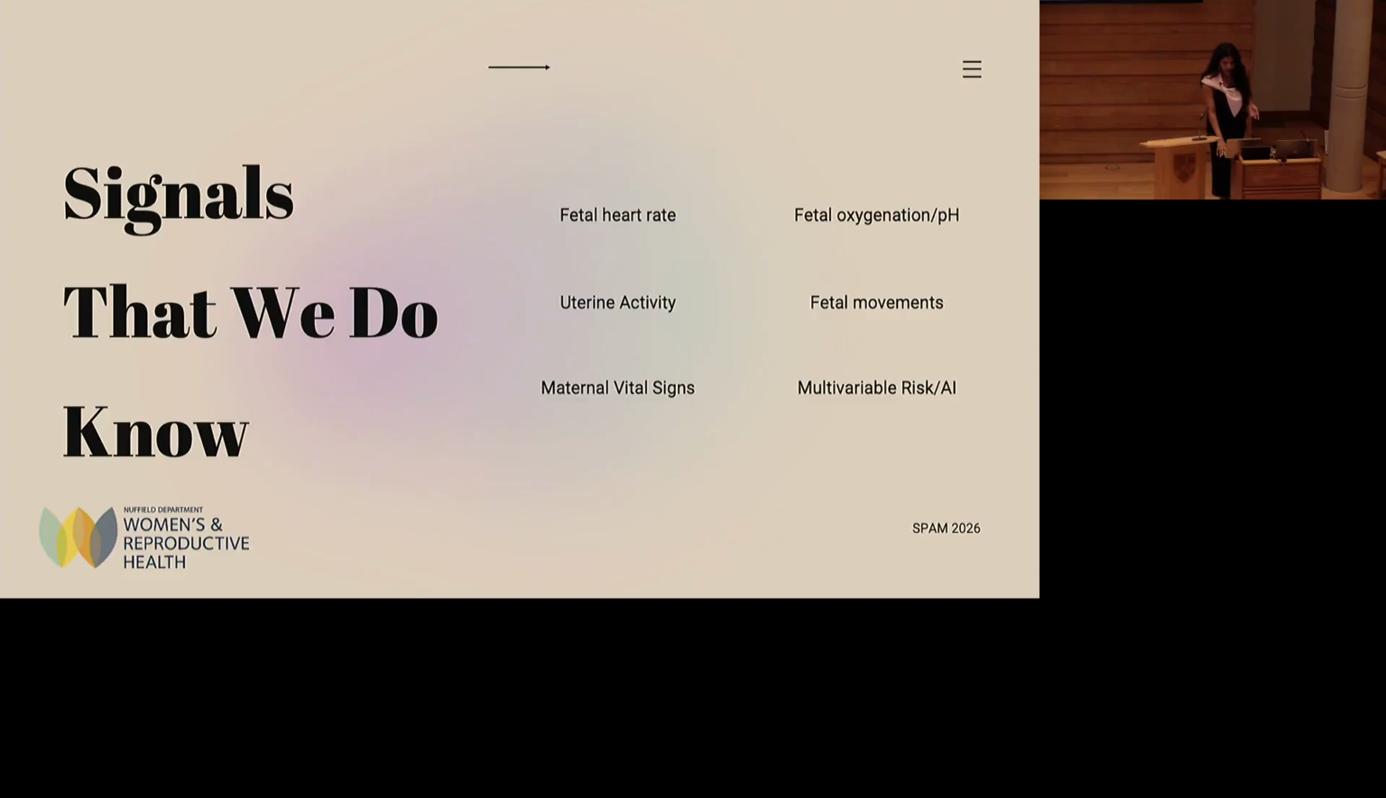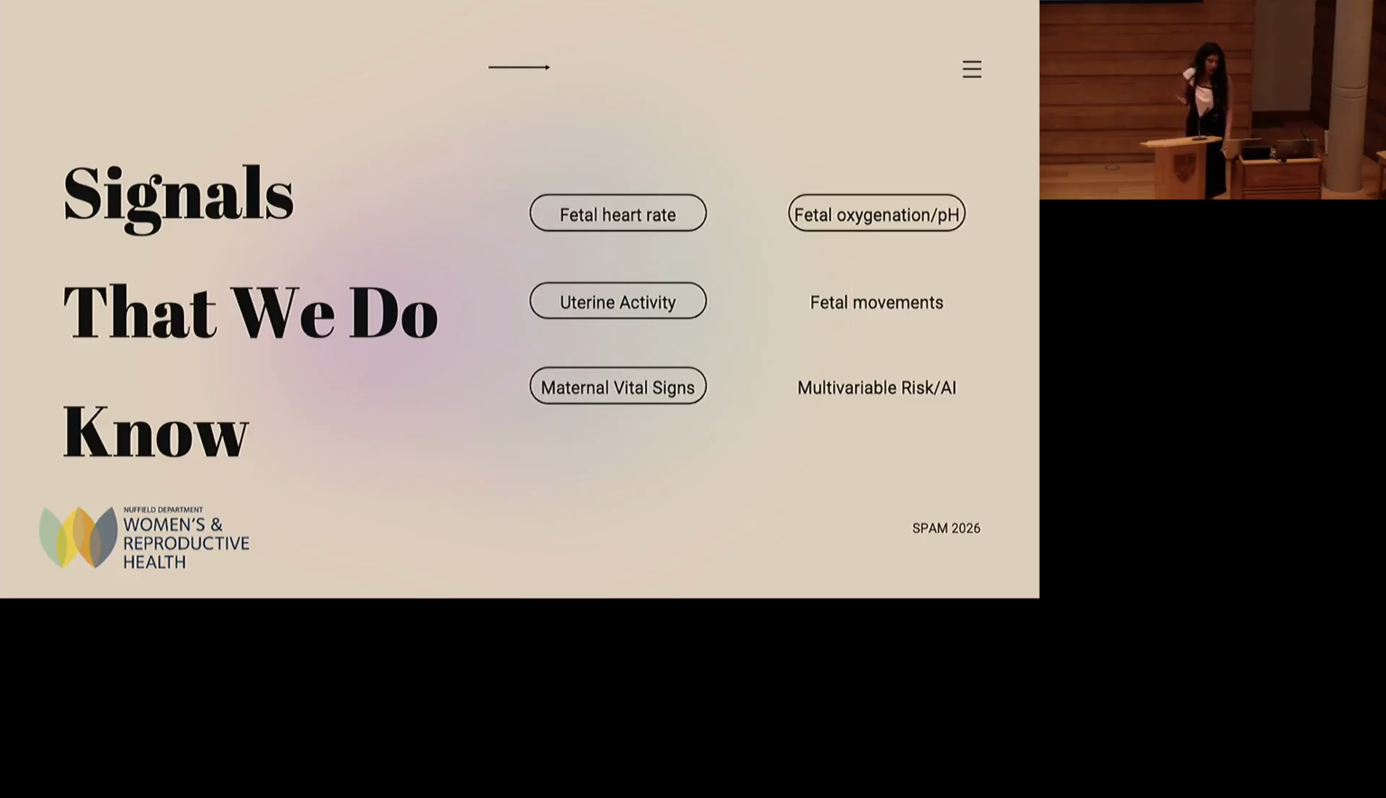So to start off with, obviously I think everyone in this room is very familiar with these things, and these are all the signals that we do know, that we're very comfortable with. We know fetal heart rate, we understand uterine activity, we understand the role of maternal vital signs in assessing labor, we understand oxygenation, fetal movements, and even taking all of these variables and putting it into really cool multivariable risk stratification models and AI tools.